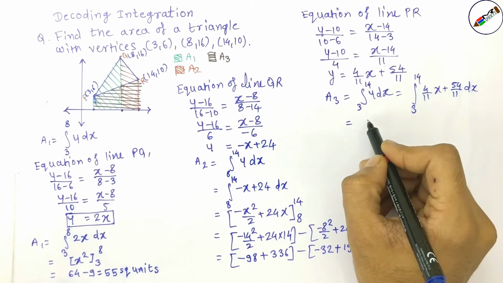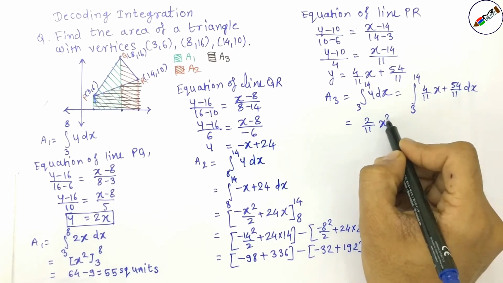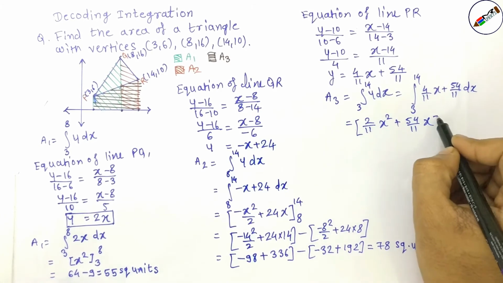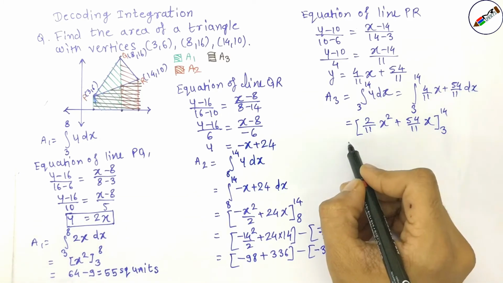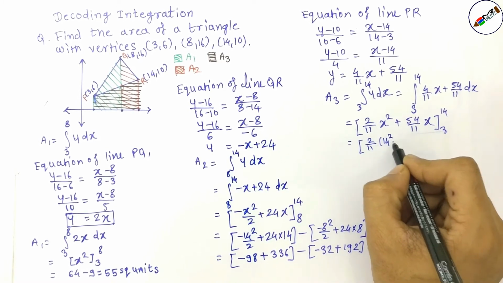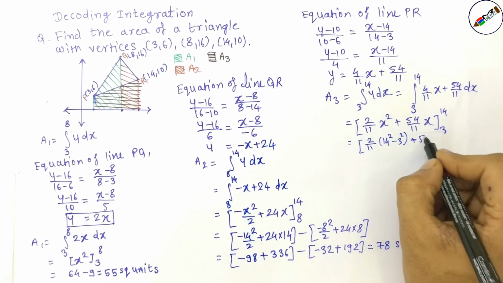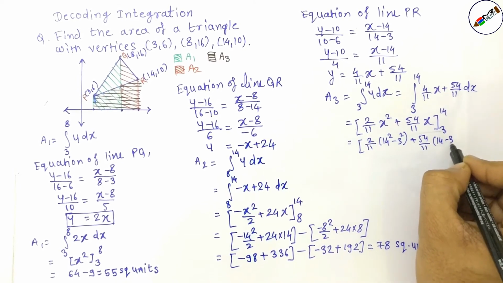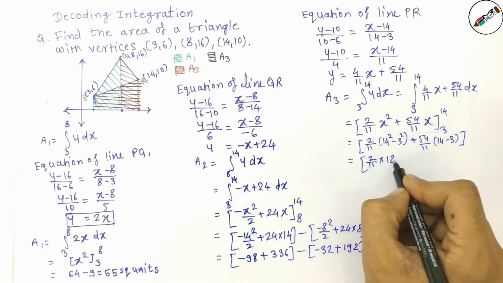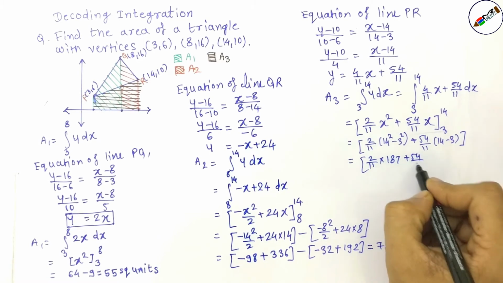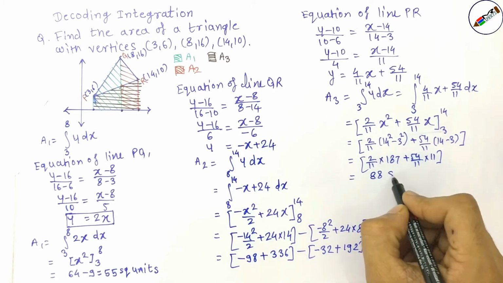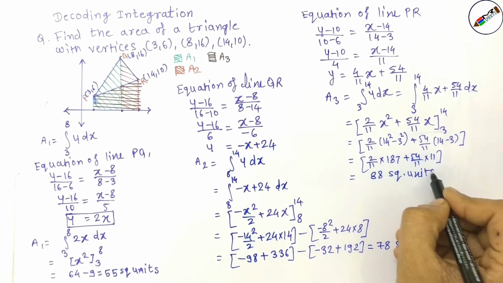What will be the integration? It will be simply 2 upon 11 x square plus 54 upon 11 x. It will be integrated from 3 to 14. That is equal to 2 upon 11 into (14 square minus 3 square) plus 54 upon 11 into (14 minus 3), which we get as 2 upon 11 into 187 plus 54 upon 11 into 11, which after solving we get as 88 square units. Now observe carefully.